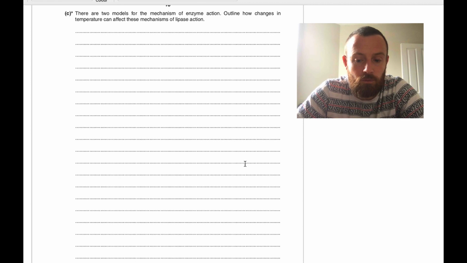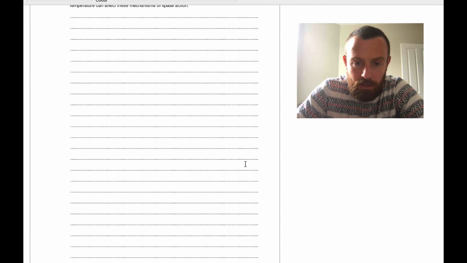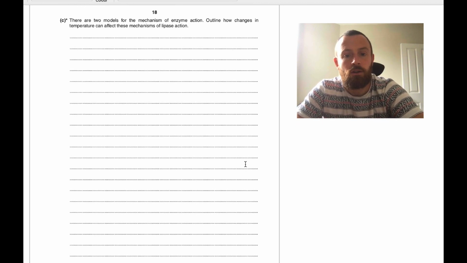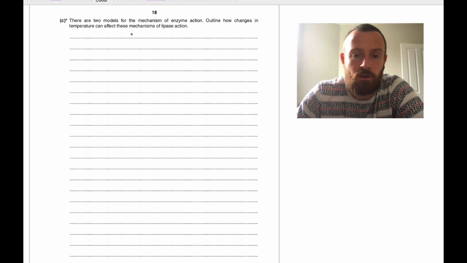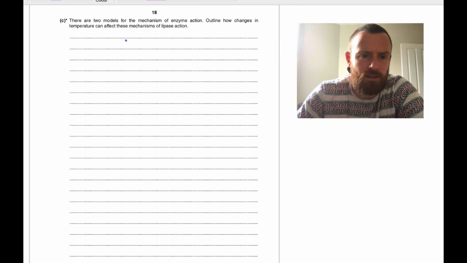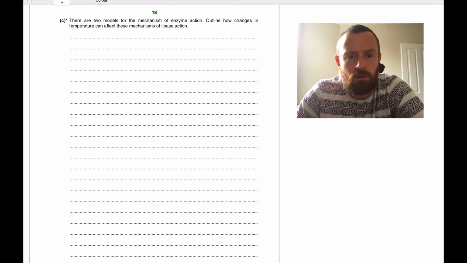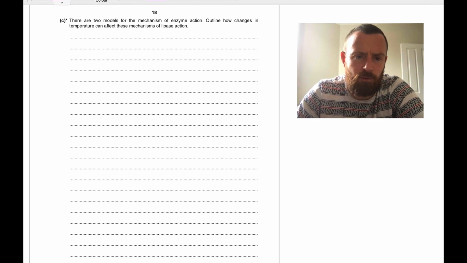C. Ooh, look at this. Our first essay question. So we're going to take a bit of time here to kind of unpick this. There are 2 models for the mechanism of enzyme action. Outline how changes in temperature can affect these mechanisms of lipase action. Okay. All right, so there's loads of stuff we can say here.